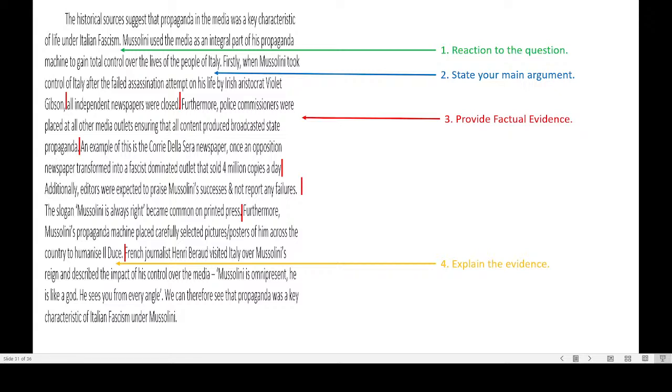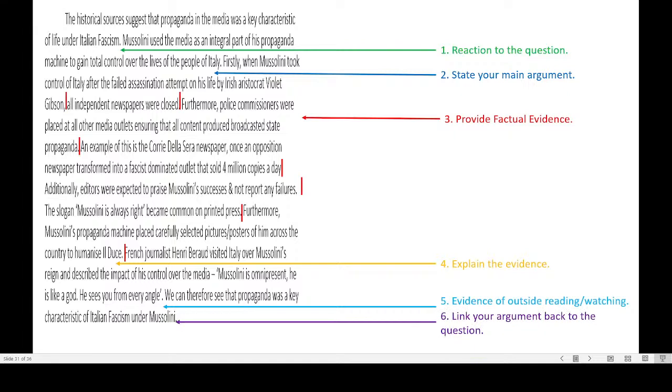So he used this kind of picture propaganda campaign in order to do that. That's an explanation of the evidence. Fifth thing we need to do is provide evidence of outside reading, watching or listening. So I have my quote: Mussolini is omnipresent. He is like a god. He sees you from every angle.